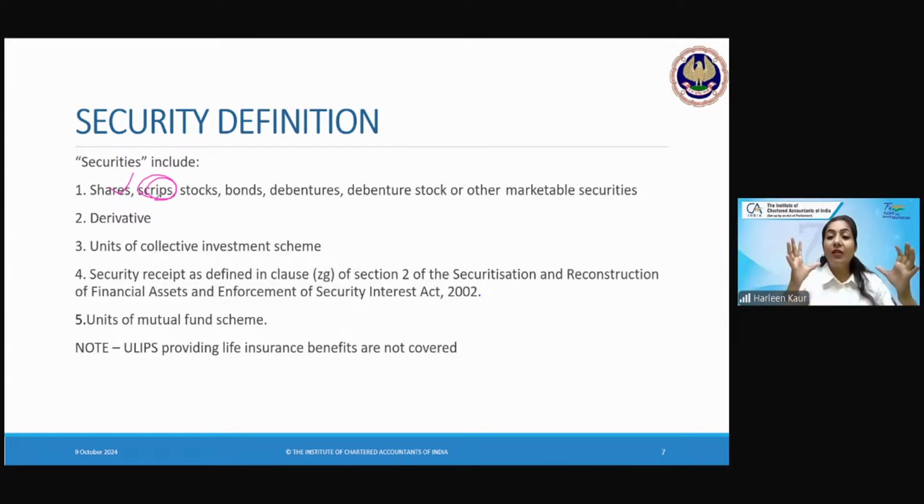Stocks means when you have consolidated shares. So if you have taken up 100 shares of rupees 10 each, and you have taken one stock of 100 shares, say for example, it is a consolidated group of shares. It is known as stocks. What are bonds? A bond is a promise to pay money.